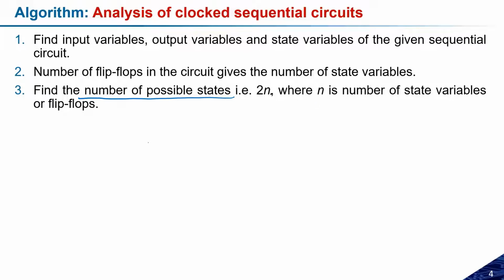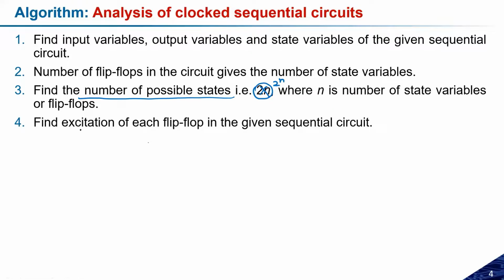See here, there is one mistake. It should not be 2n, it should be 2 to the power n. So the total number of possible states is 2 to the power n if n state variables or n flip-flops are there. So for n flip-flops, we can have 2 to the power n possible states. Not 2n. The next important parameter is to find the excitation of each flip-flop. Suppose I have 2 flip-flops, then I have to find the excitation of each flip-flop.